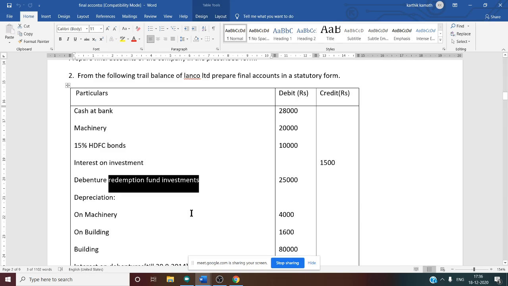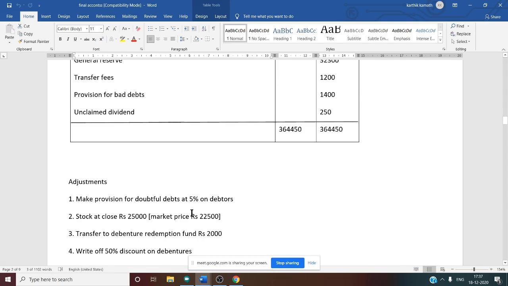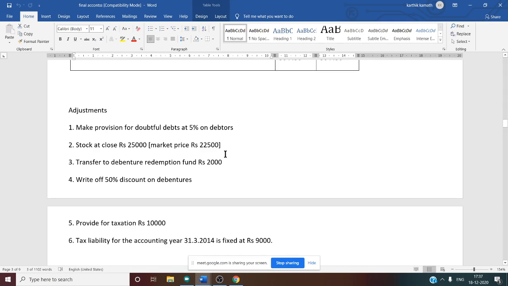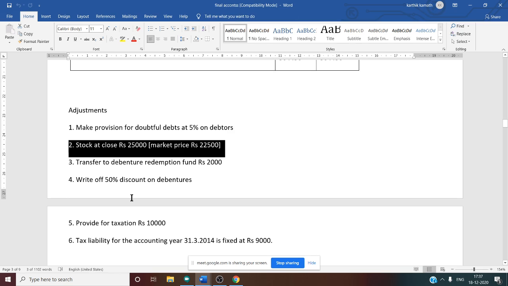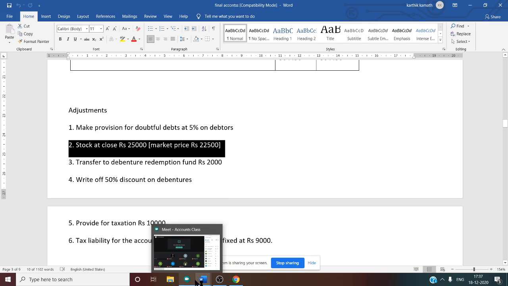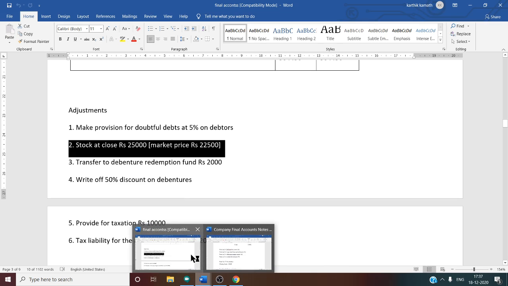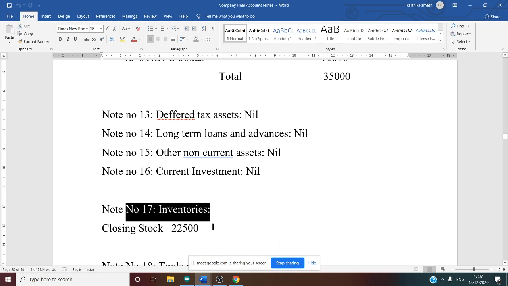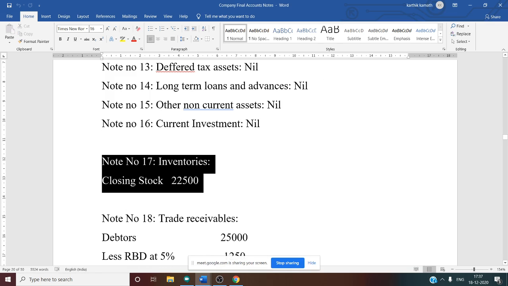For this we have to see the question and adjustment. If you see the question, stock information adjustment: stock at close 25,000, market price 22,500, whichever is lower. 25,000 or 22,500, whichever is low we have to take. Which is low? Your market price is low, so our closing stock value is 22,500. That is why we have taken 22,500 under note number 17.